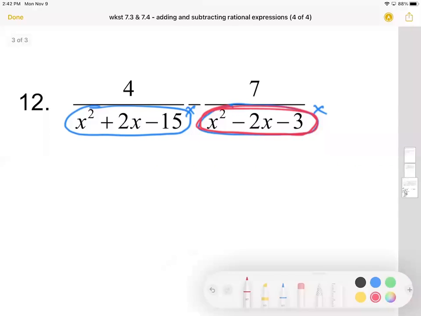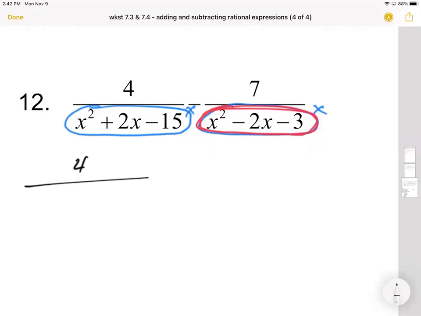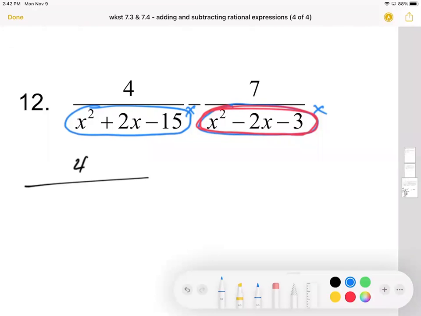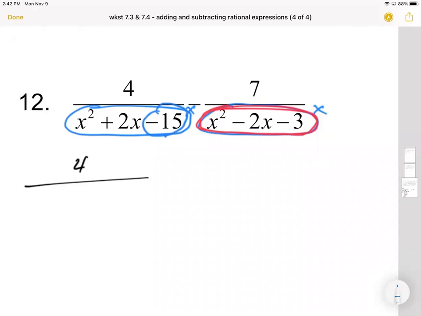Okay, so my original problem I have is 4. And hopefully you guys see that we have two numbers that multiply to give me 15 but subtract to give me positive 2. Hopefully you guys see that there is 5 and there is 3. 3 times 5 is 15, 5 minus 3 is 2. And because the 2 is positive, the 5 has to be positive and the 3 has to be negative.